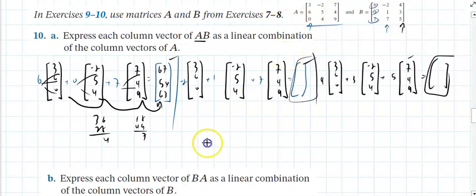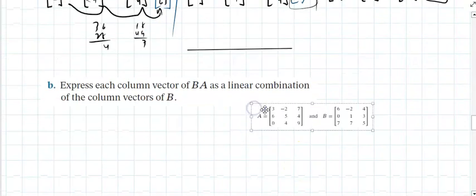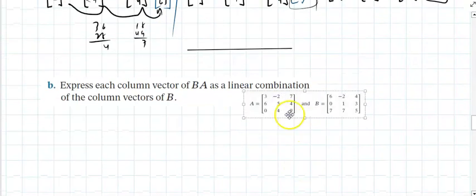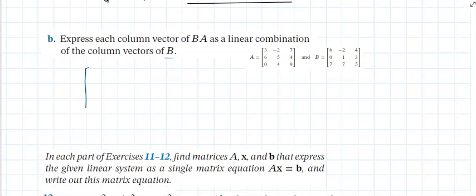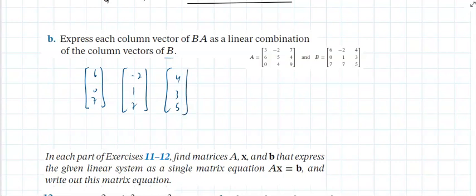Of course, you could go the other way around. You could express the product BA as a linear combination of the columns of B. And again, we could see in B we have 6, 0, 7. We have negative 2, 1, 7. And we have 4, 3, 5. The linear combination will be take a 3 plus a 6 plus a 0.